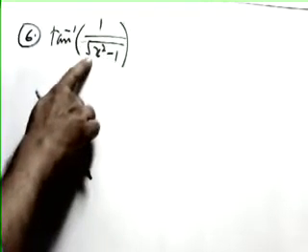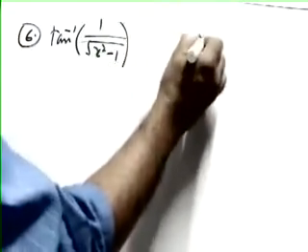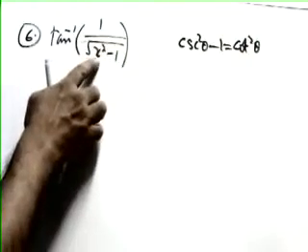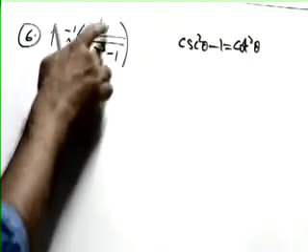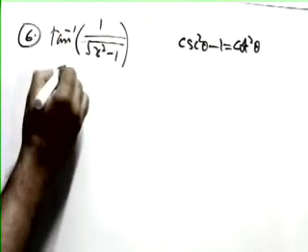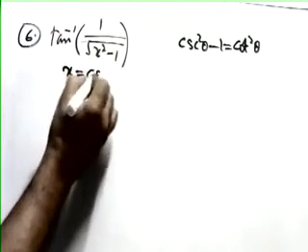Now see the next question: tan inverse of 1 by under root of x square minus 1. We know there is a formula, watch carefully: cosec square theta minus 1 is nothing but cot square theta. So if we keep here cosec theta, this will become cot. If you bring it in the numerator, it will be tan. Tan inverse tan will get cancelled.